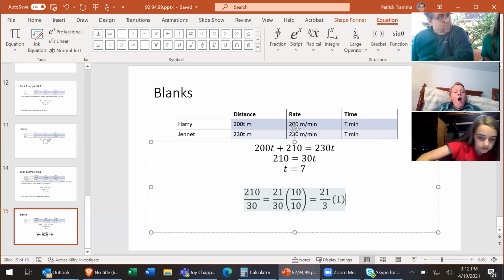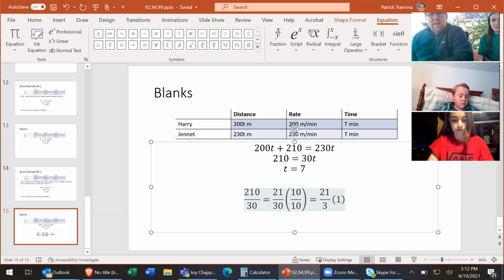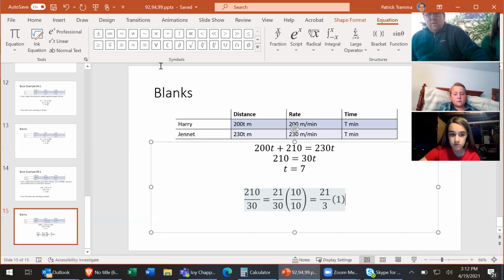The reason we added it is because Harry plus an extra whole lap would be as far as Janet went. Does that make sense? Okay, well, there you go.